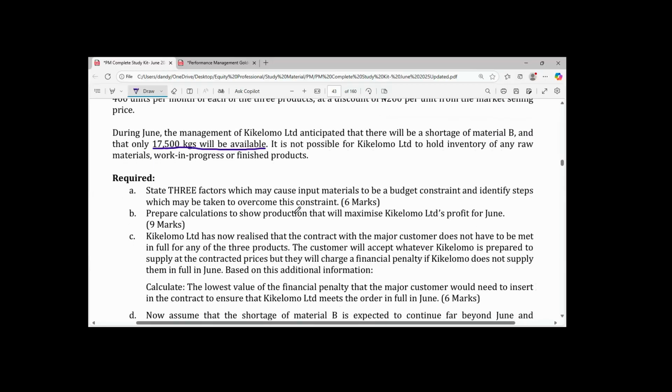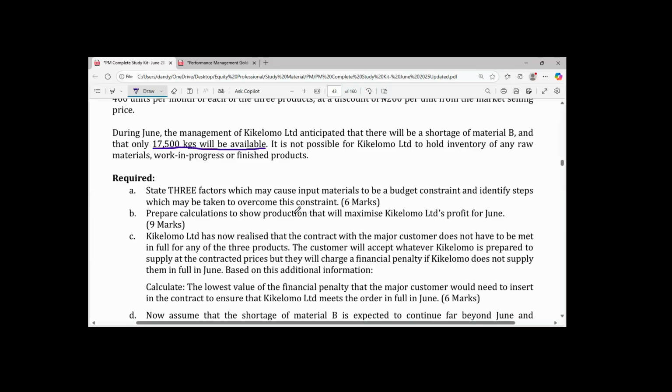Required. A. State 3 factors which may cause input material to be a budget constraint and identify steps which may be taken to overcome these constraints. Then B. Prepare calculations to show production that will maximize Kikelomo's profits for June.